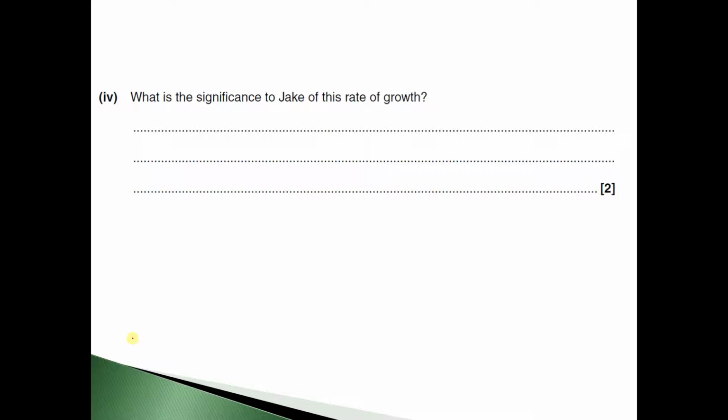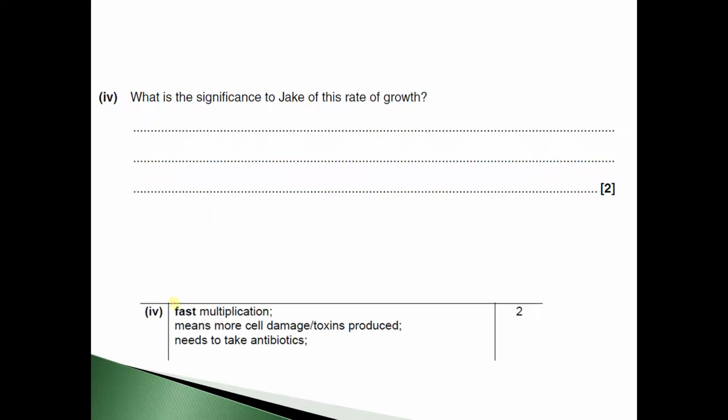Okay, well, the next part, part 4, links in with the first 3 parts. Why does this matter to Jake? What's the significance to Jake of this rate of growth? There's a couple of answers here. 1, from the graph we can see it gets steep really quickly. There's a fast multiplication. Bacteria reproduce really quickly, and that means there's more likelihood of him getting cell damage or getting sick from the toxins or the pollutants that are made by the bacteria. Which means if they're growing that quickly, he may need to take antibiotics to support his immune system.